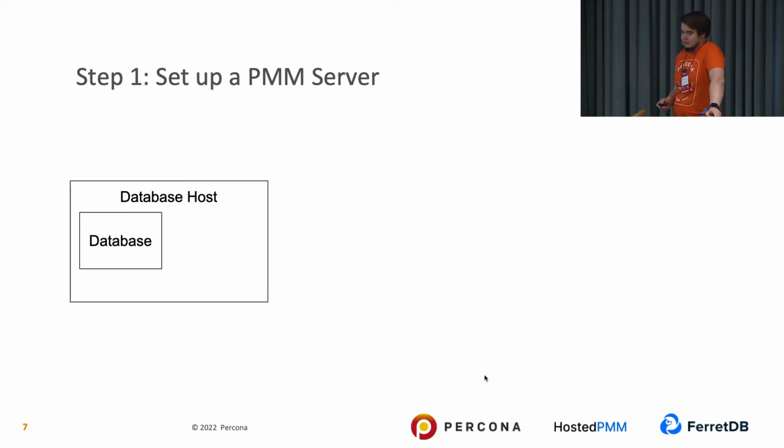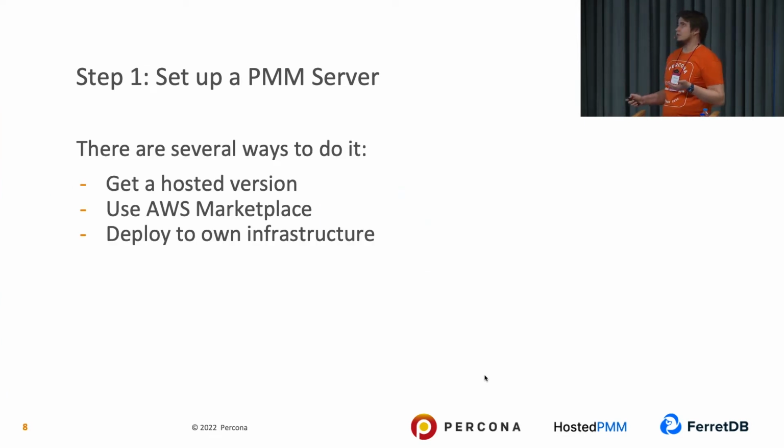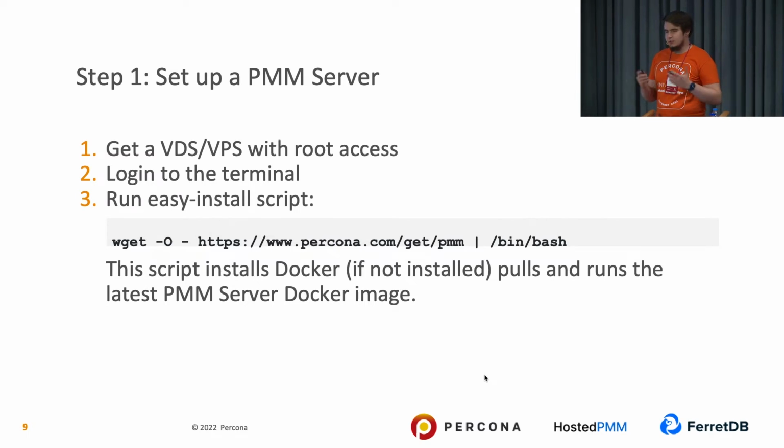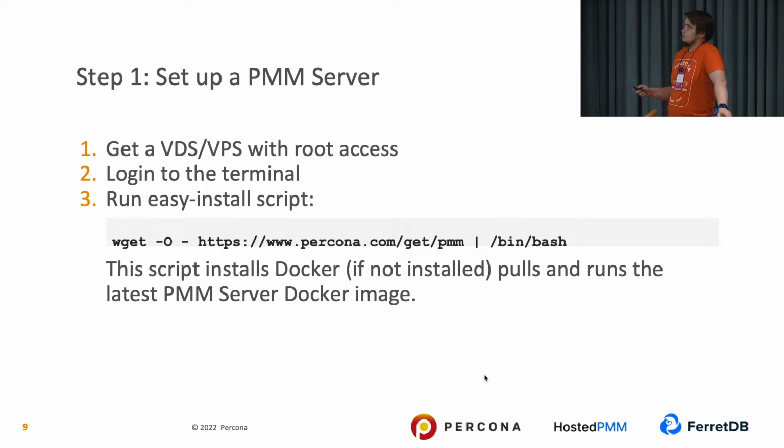The first step is to get a PMM Server somehow. There are several ways you can do it. You can get a hosted version somewhere, for example on Hosted PMM, you can use AWS Marketplace, or you can deploy it to your own infrastructure. Now I'll be talking about the third option. Basically, you need to get some server where it will be running. Usually you can just create a separate VDS or VPS for this purpose, and this server should meet the requirements of PMM. You can usually choose a really small server with really low performance just to try it, and the performance requirements grow with the number of agents connected.